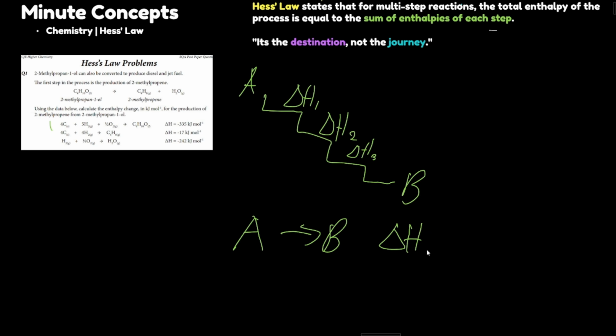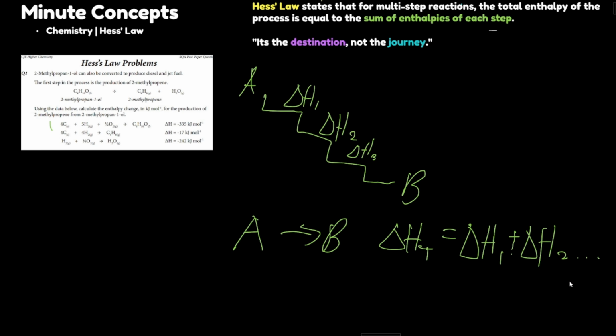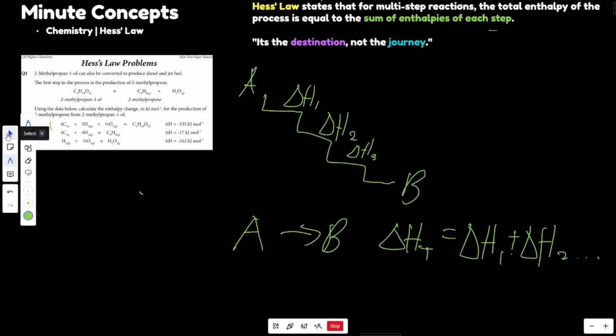Essentially, what it's saying is that the total enthalpy of the process is equal to just the sum of the enthalpies of each step of the reaction, and so on and so forth. So the total enthalpy is equal to enthalpy 1 plus enthalpy 2, and so on. Now, the solving of this is more of a visual process rather than purely numeric, and I'll explain that in a while.